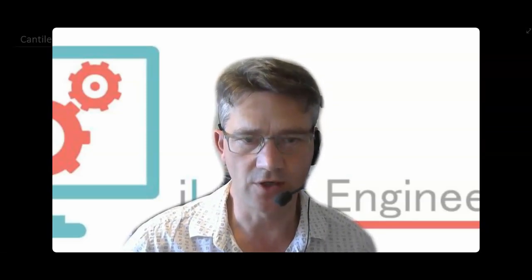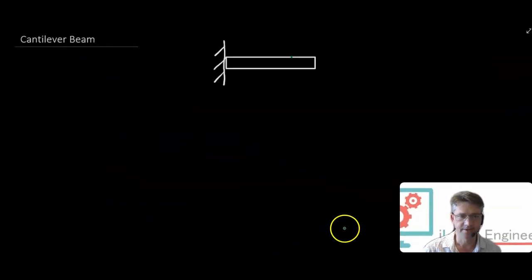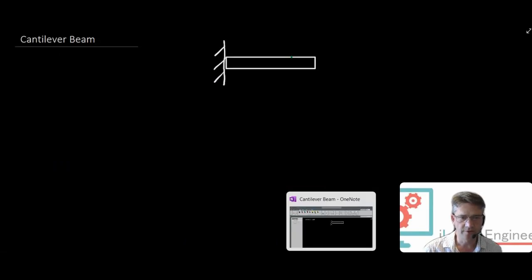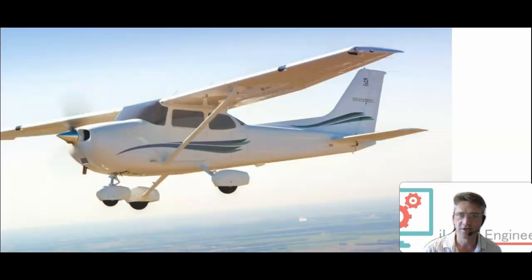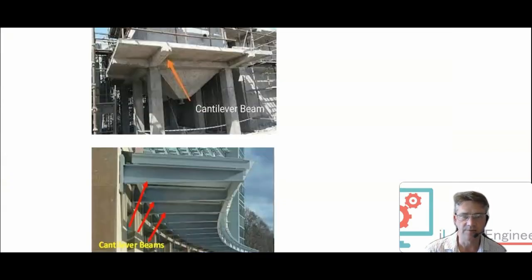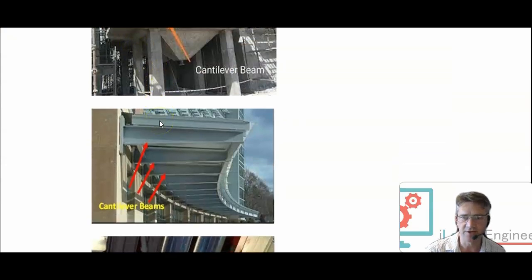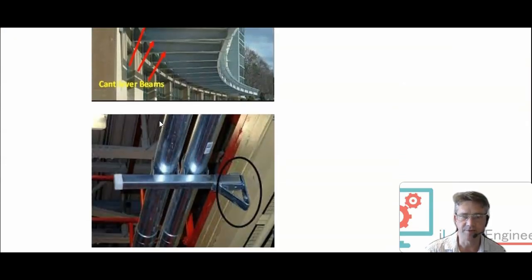Today I'm going to be looking at how to calculate the shear force and bending moment diagram for a simple cantilevered beam with a single discrete load on it. Alright, well first of all, before we go in and do the calculations, let's just have a look at some examples of cantilevered beams in action. My classic example of this is obviously an aircraft wing, but even in civil engineering you will find cantilevered beams.